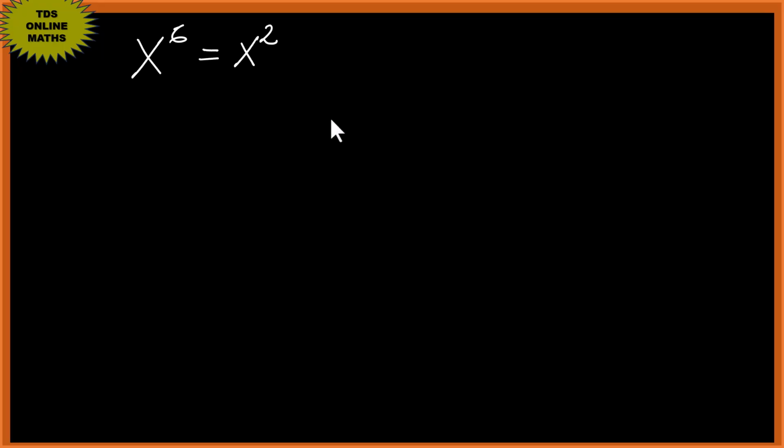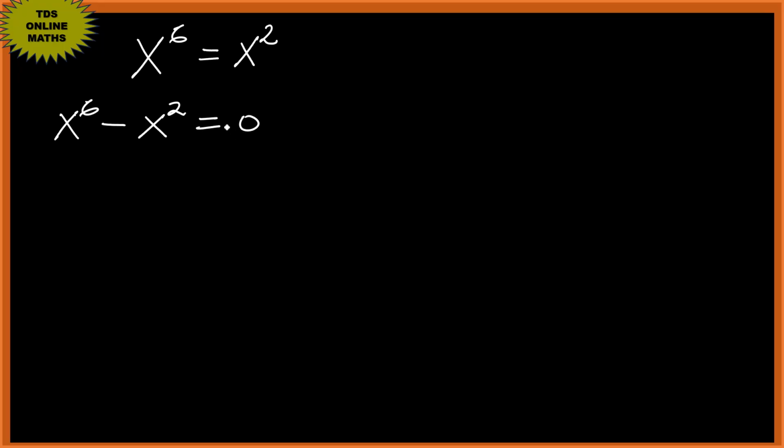All right, let's find all the solutions to this problem. So we have x to the power 6 equals x squared. Now we have so many ways of solving this. First of all, let's send the x squared to the left-hand side, which will be x to the power 6 minus x squared equal to 0.